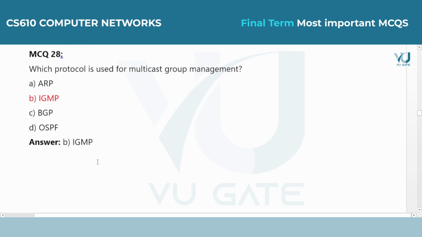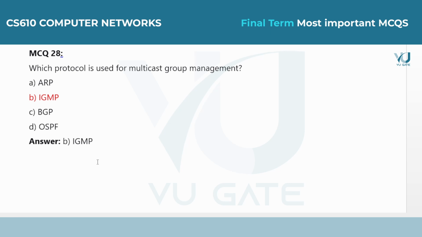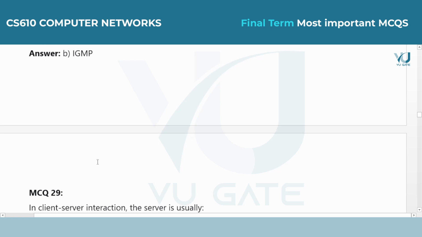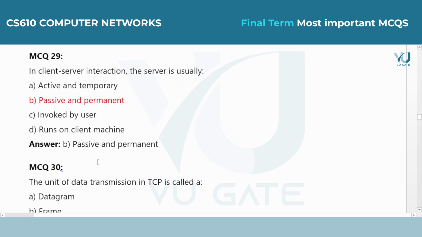MCQ 28. Which protocol is used for multicast group management? Answer: B. IGMP concept. Internet Group Management Protocol, IGMP, allows hosts to inform local routers that they want to join or leave a specific multicast group. MCQ 29. In client-server interaction, the server is usually. Answer: B. Passive and permanent concept. The server waits passively for a request from a client and usually runs continuously on a permanent, well-known address.